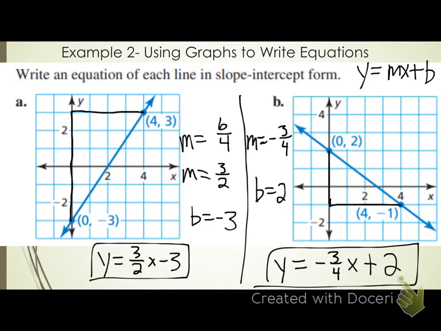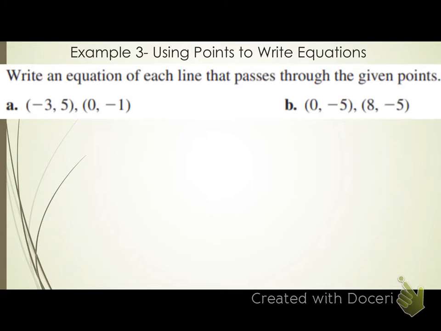Previous slide, we were given the slope and the y-intercept. Here we were given a graph, so we had to find the slope and the y-intercept ourselves. Next slide, I'm just given two ordered pairs. And it wants me to write an equation in slope-intercept form of the line that passes through these 2 points. Okay?